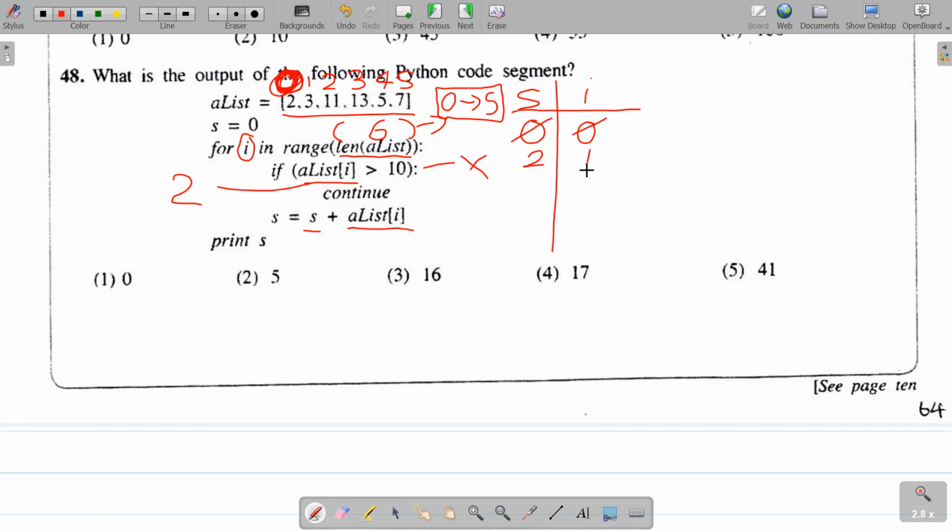So now i is 1. Then a_list[1], a_list 1 is 3.